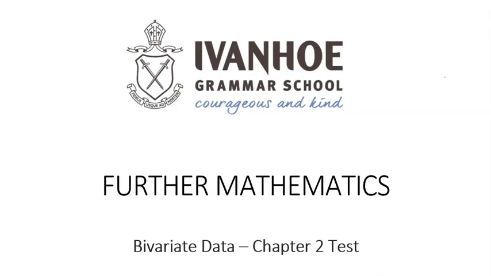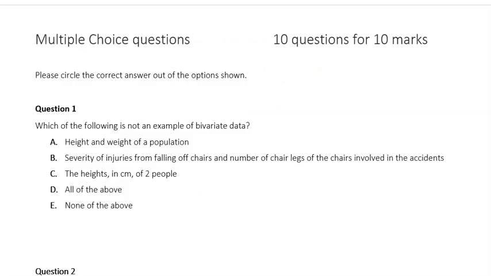This video is going to take you through the worked solutions for the Chapter 2 progress test on bivariate data. Okay, so multiple choice questions. Our first question here: which of the following is not an example of bivariate data?